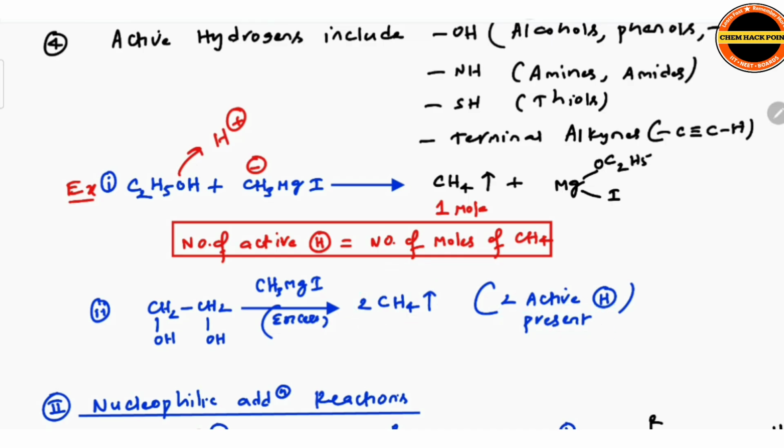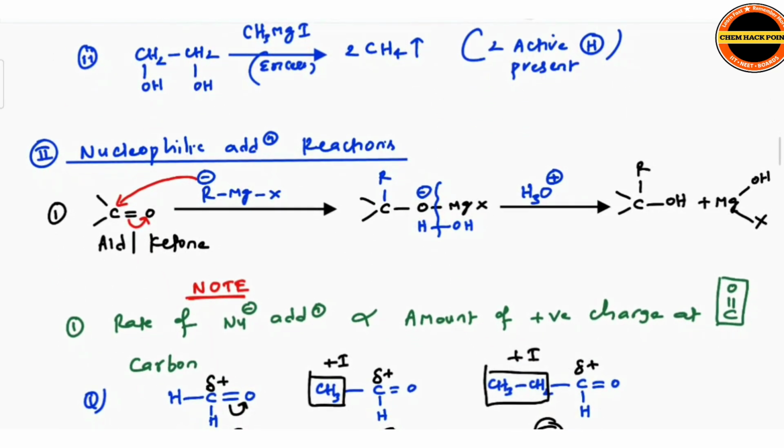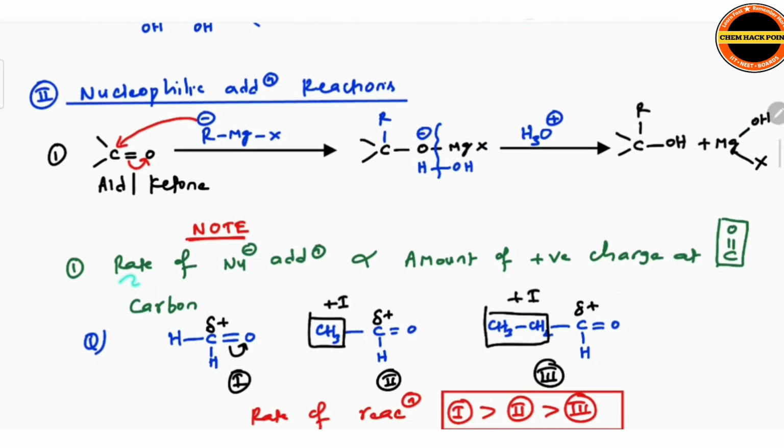Okay. Next, nucleophilic addition reactions with aldehyde or ketone. RMgX gives R minus. Oxygen takes the pi electrons, so positive charge develops on carbon, and R minus attacks at the positive charge. After R minus attacks, O minus MgX is formed. Now hydrolysis: H2O breaks the bond, so we add OH here and MgX there. We get a secondary alcohol, with MgX OH as the by-product. Rate of nucleophilic addition, where the nucleophile is R minus, is directly proportional to the amount of positive charge at the carbonyl carbon.